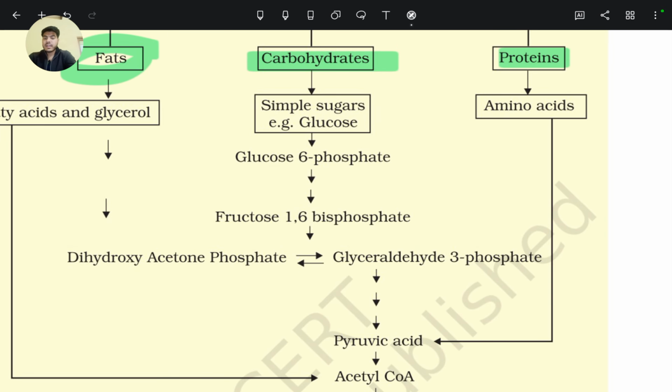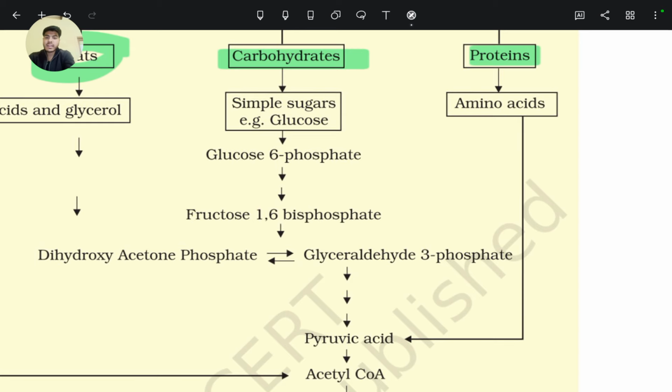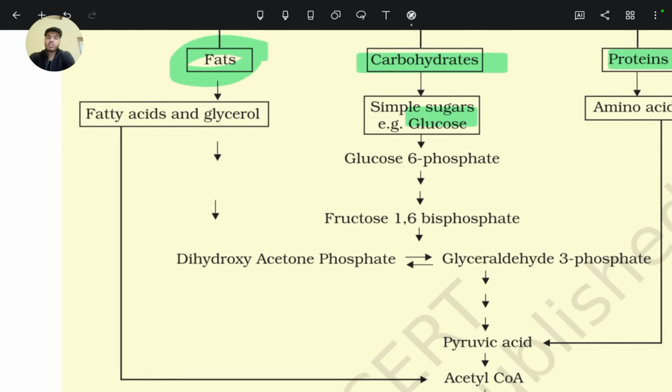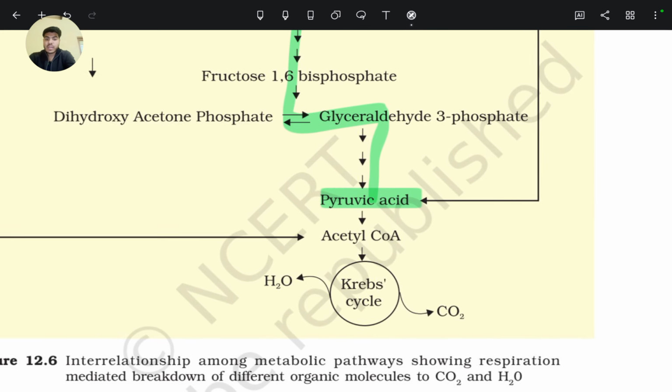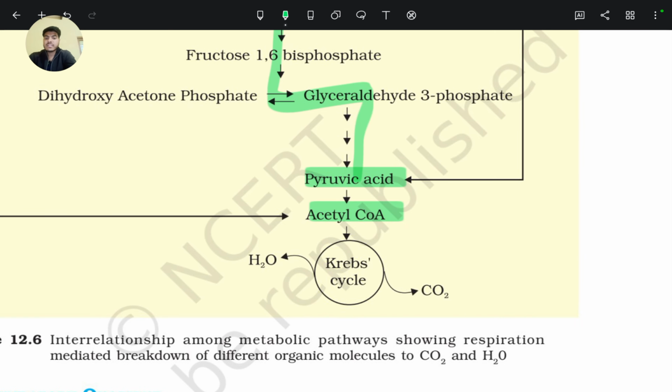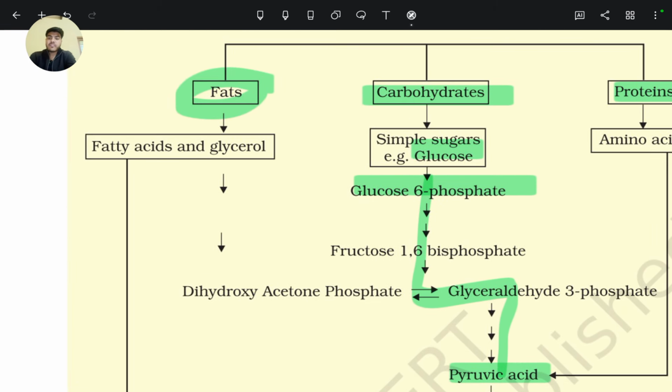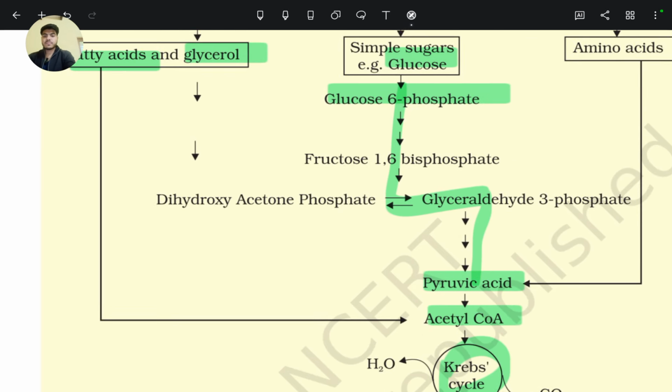Carbohydrate is simply broken down to simple sugar like glucose, and glucose enters into glycolysis, is converted to glucose 6 phosphate, and the whole glycolysis ends in a molecule of pyruvic acid. Then pyruvic acid is converted to acetyl coenzyme A by the link reaction and then enters the Krebs cycle. But if we consider fat as a substrate, fat is of two types, that is fatty acid and glycerol.